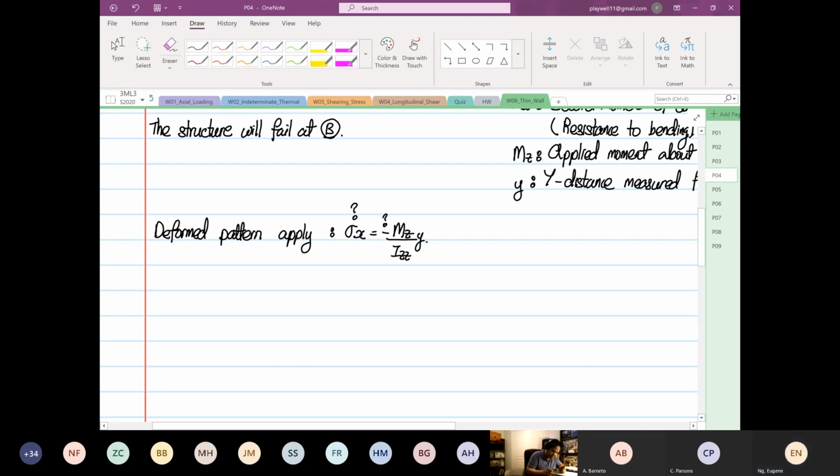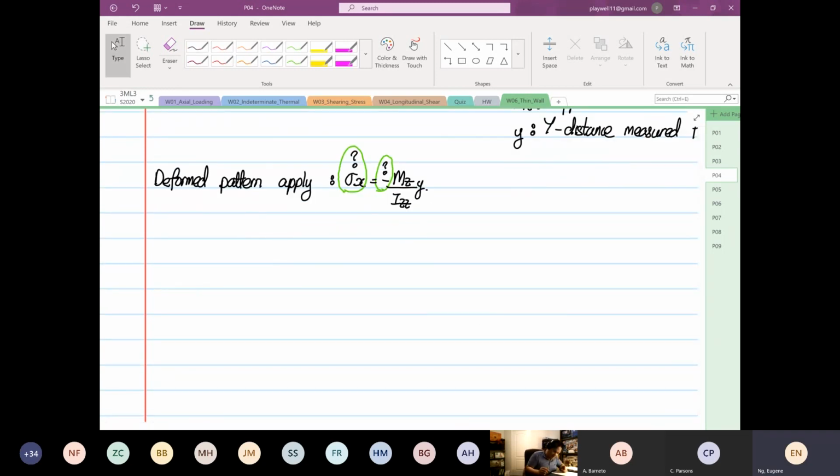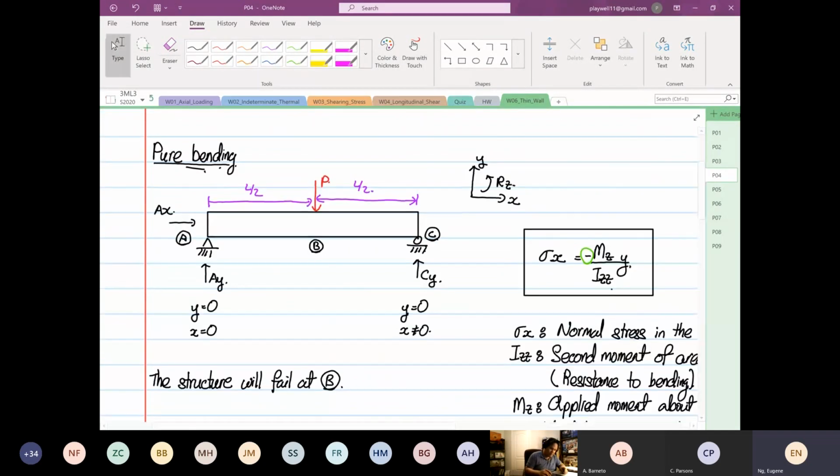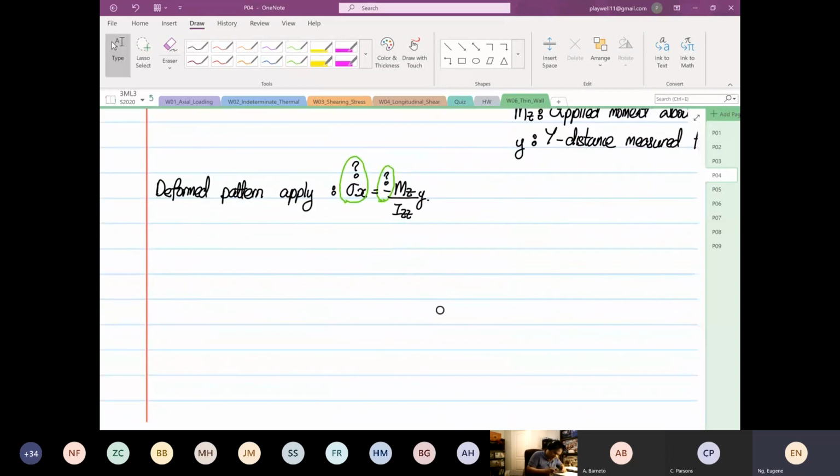Okay, now if we have a deformation pattern like this, where our structure is loaded, like how this structure is loaded, the deformation is a smiling face like this. So this is the deformation pattern, right? This is our deformation pattern.